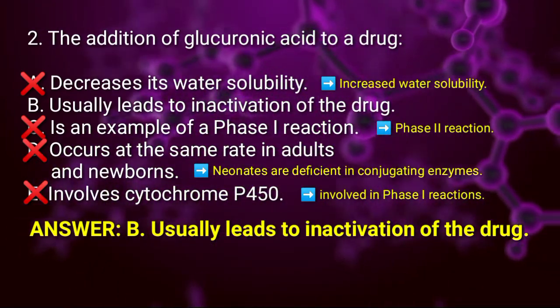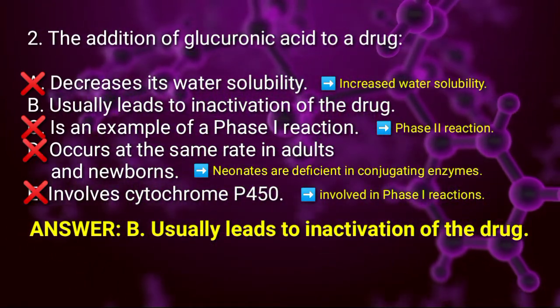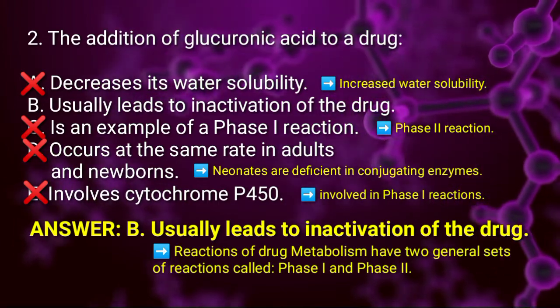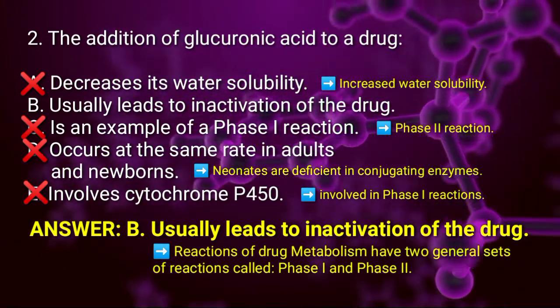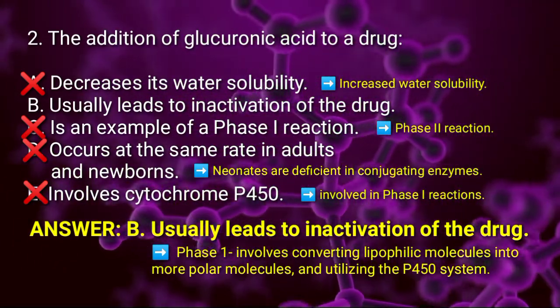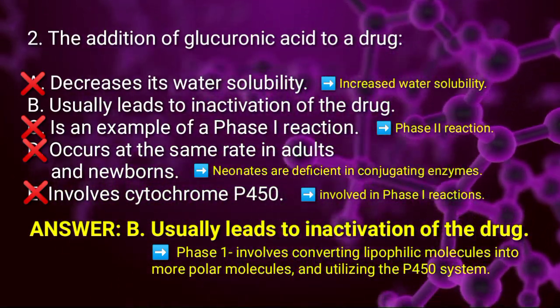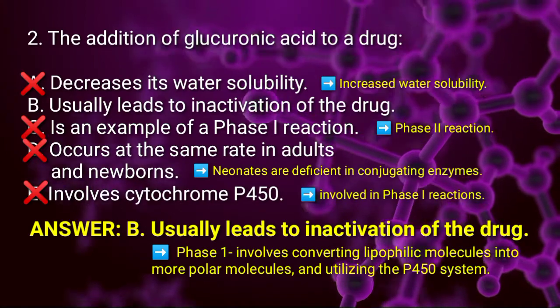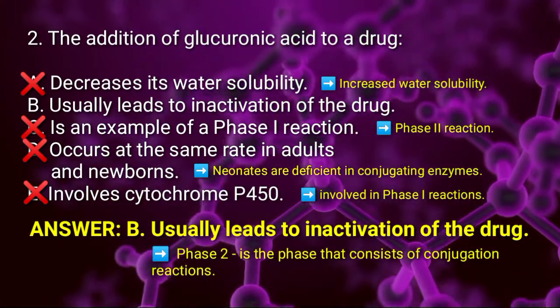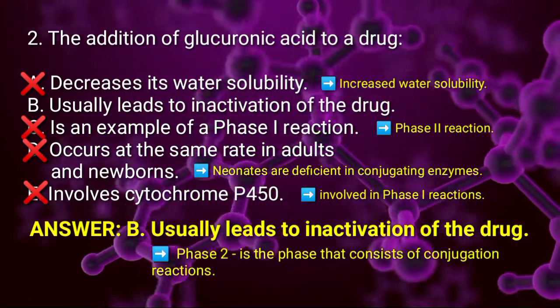Remember that reactions of drug metabolism have 2 general sets of reactions called phase 1 and phase 2. Phase 1 involves converting lipophilic molecules into more polar molecules and utilizing the P450 system, while phase 2 is the phase that consists of conjugation reactions.